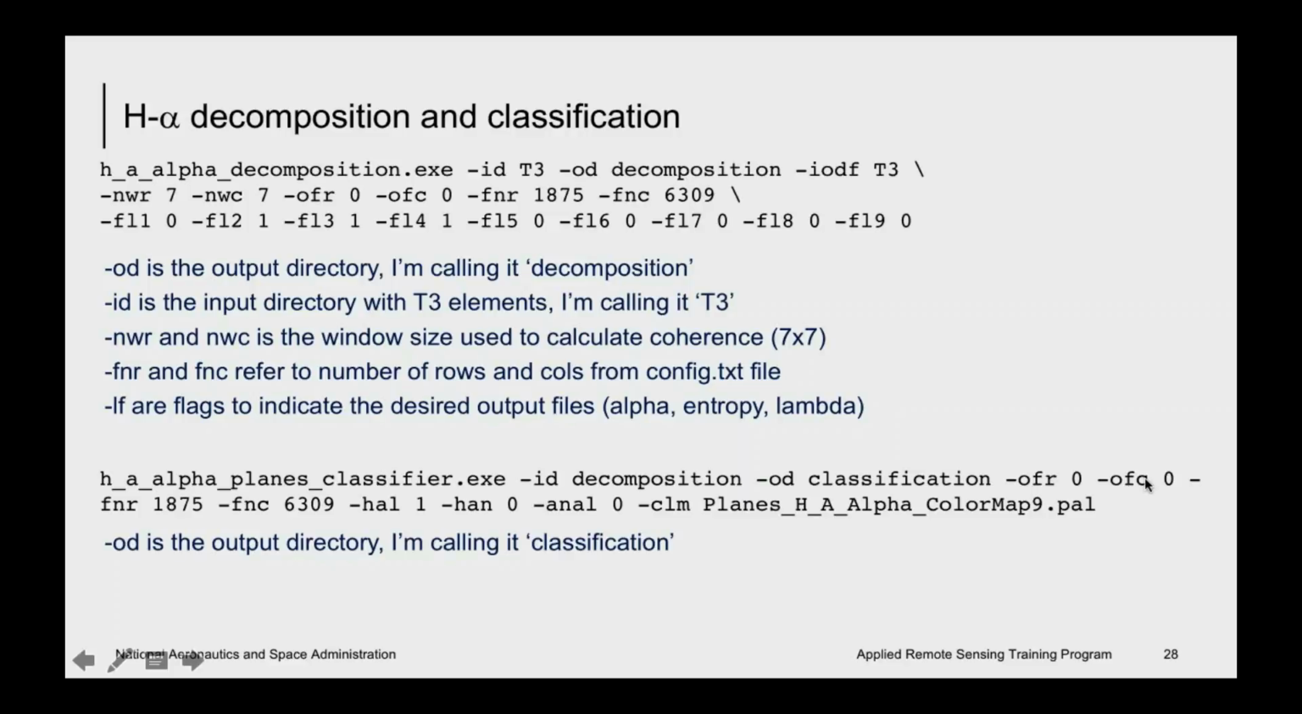Offset is 0, as before. The number of rows and columns hasn't changed. It's the same as before. And these are the types of classifications that can be done. And I decided to do today an H alpha decomposition or classification. So this is set to 1. And PolSARpro has a set of color tables, so I'm giving it a color table. Later, when you get your result, it's going to be a binary file, and you're free to change the colors.